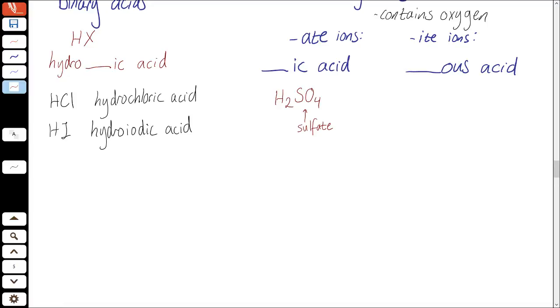We throw an extra syllable in there, and it becomes sulfuric acid. Again, this usually doesn't cause too much problem because you've heard of these things before. The more experience you get, the more homework problems you do, the more lab work we do, the more you'll have heard of these molecules. And so if you think of something like sulfic acid, you'll realize that doesn't quite sound right. I don't think that's right.